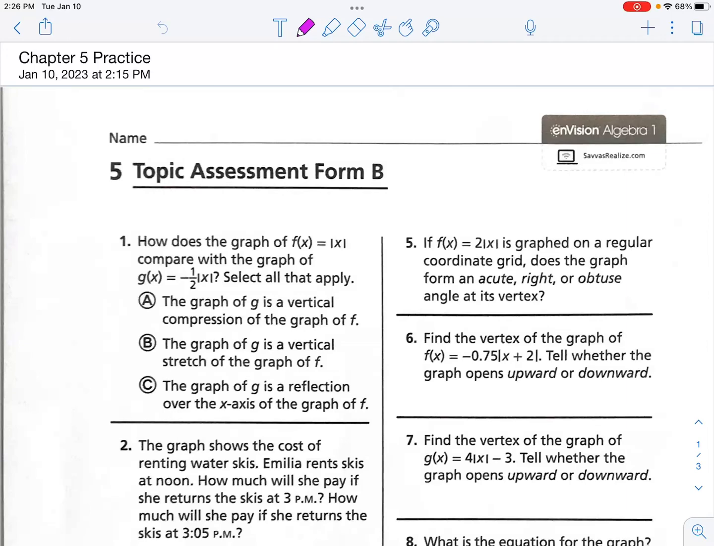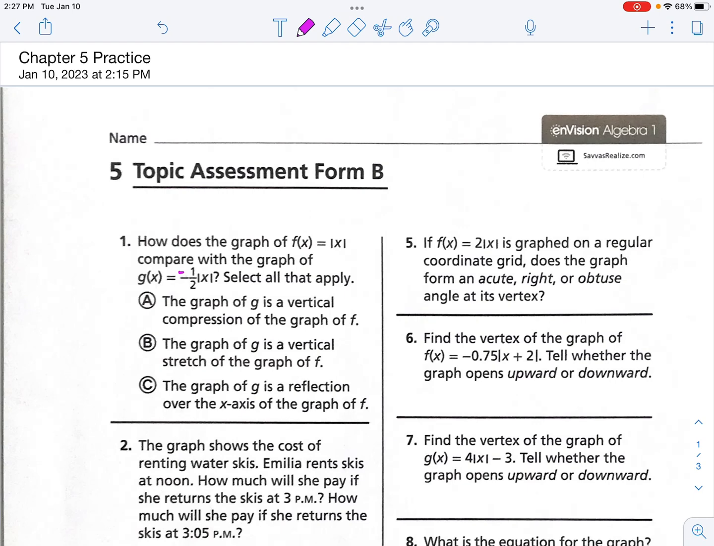All right, here's a little bit of Chapter 5 practice. Let's go through these problems. Number 1, how does the graph of f of x equals the absolute value of x compare with the graph of g of x equals negative 1/2 absolute value of x? I know that's hard to see, but that is a negative 1/2 right there. Select all that apply.